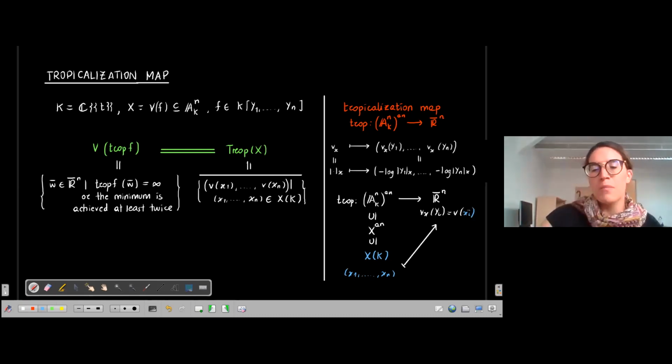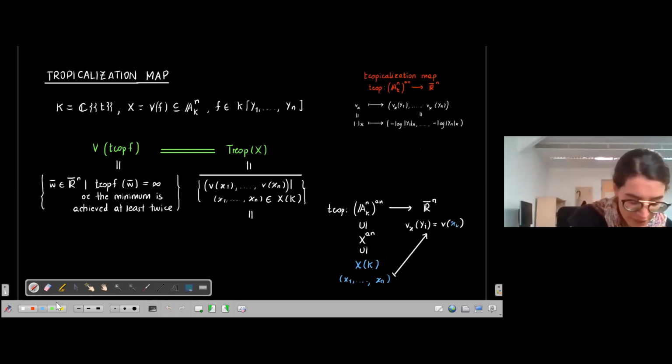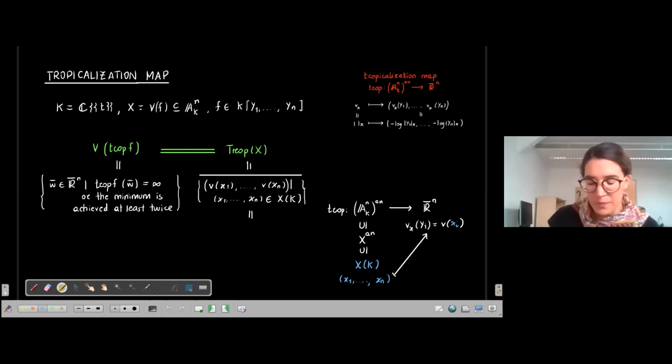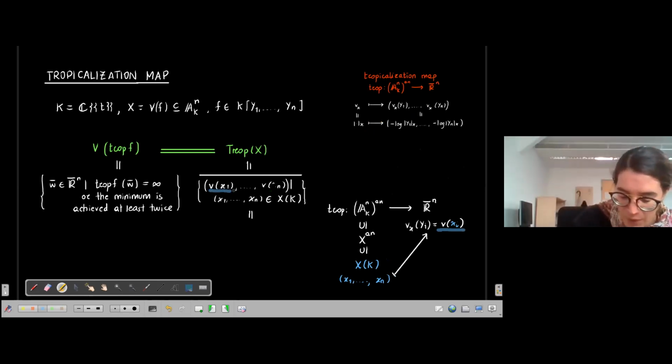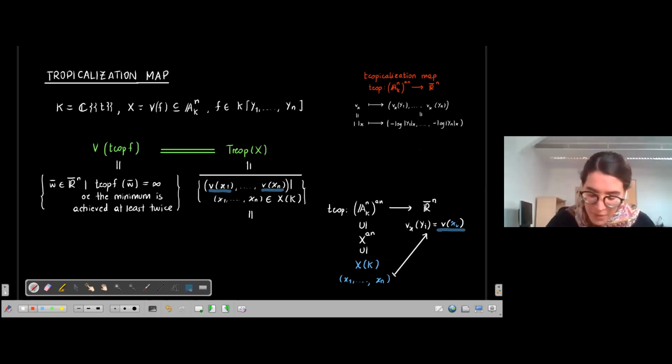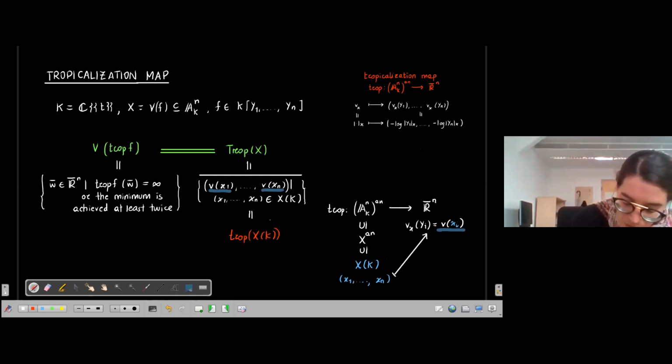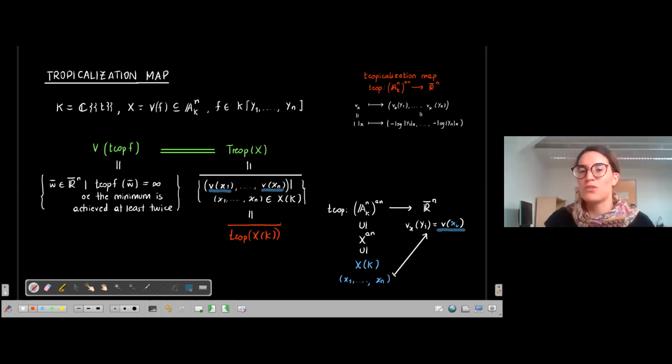Okay. But now if you look closely, what you see is that with this tropicalization map, we are computing v of xi on the solution x1, ..., xn. But also when we consider trop of X, we are considering v(x1), ..., v(xn). So what we are taking here, the image of the tropicalization map on the K-points, when we take its closure, coincides with the tropicalization because they are defined precisely in the same way.